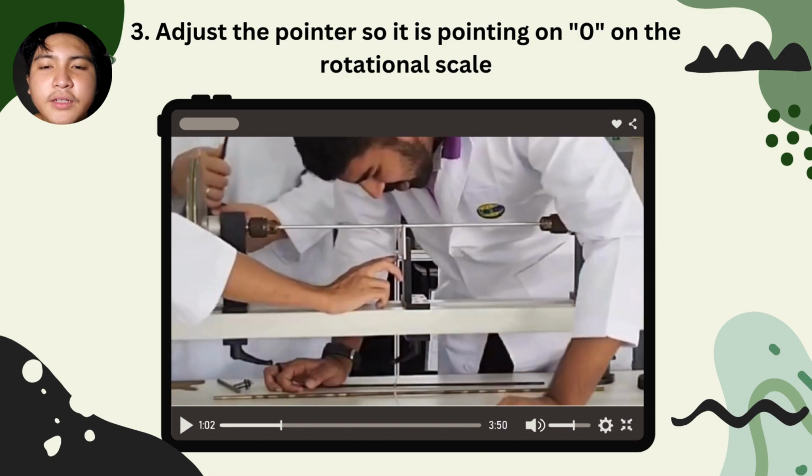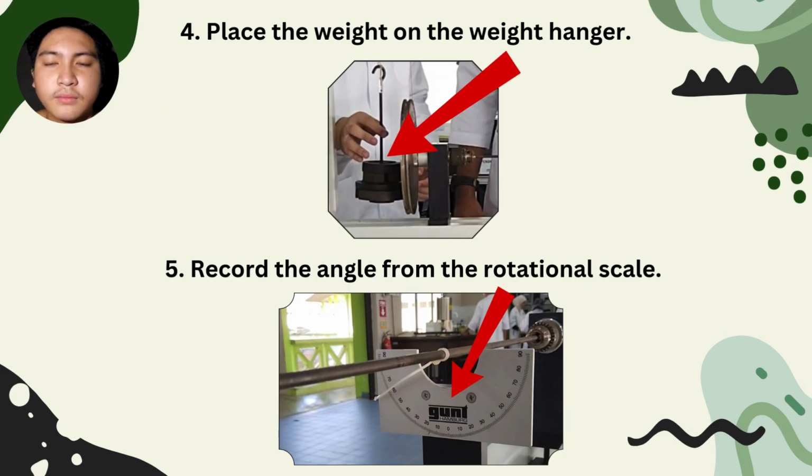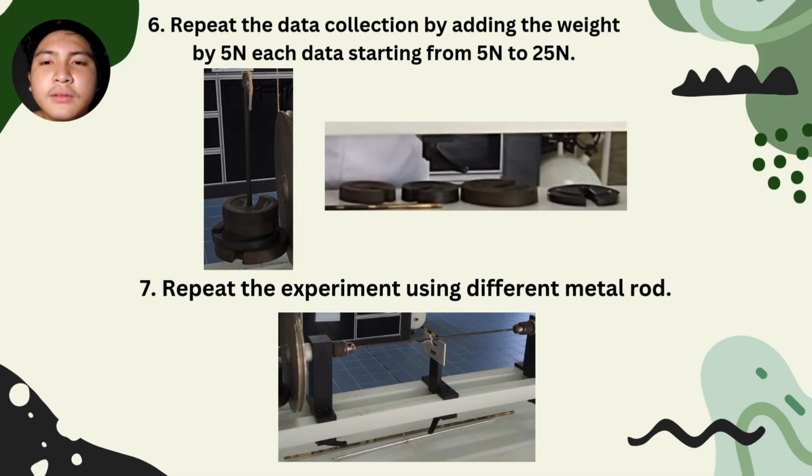After step number 3, we can proceed to step number 4, which is placing the weight on the weight hanger. And then what responds is the pointer that is going to tell you about the angle. So we record the angle from the rotational scale after that. All right. So we can proceed to number 6, which is to repeat the data collection by adding the weight by 5 Newton each time, starting from 5 Newton to 25 Newton. Now for number 7, we repeat the experiment using different metal rods.